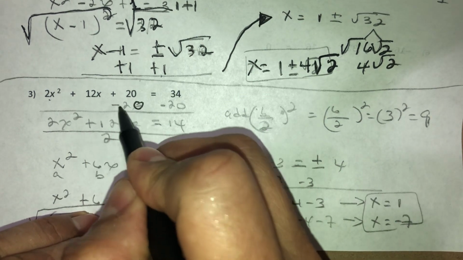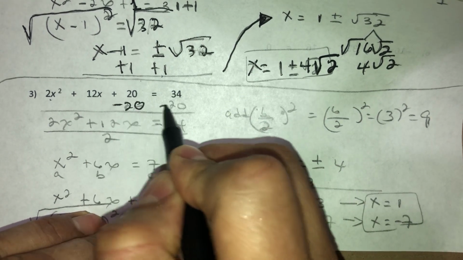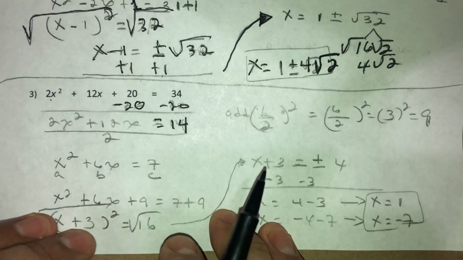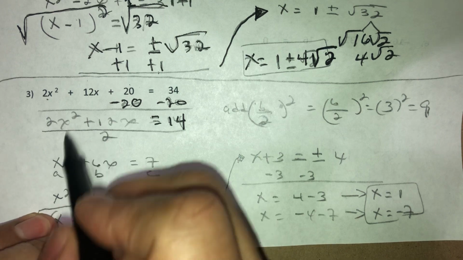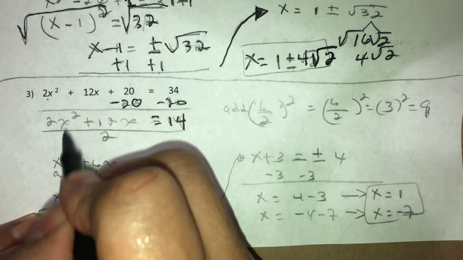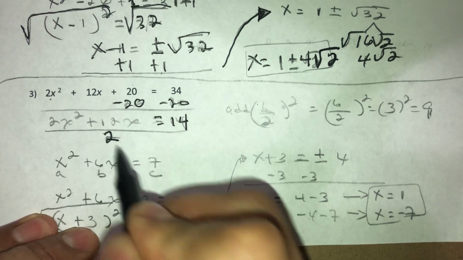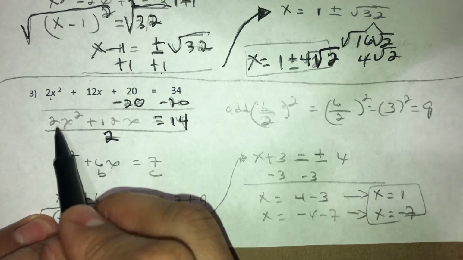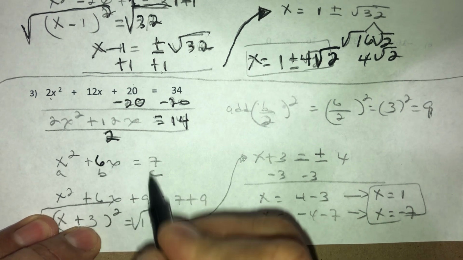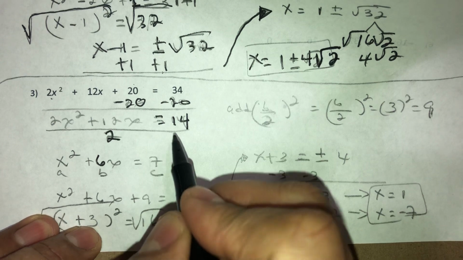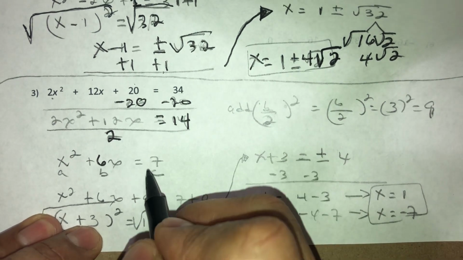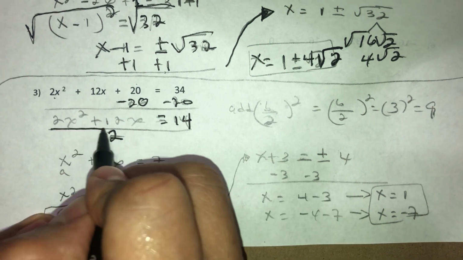I decided to do minus 20. I combine like terms, right? Minus 20, and I get 14 when I do that. And from here, obviously, I bring down whatever I have left. Now, after that, I'm going to divide by the GCF, which is 2. So when I divide everything by 2, I get x squared + 6x = 7, because when I divide by 2, 14 divided by 2 is 7. You divide everything by 2, all right?